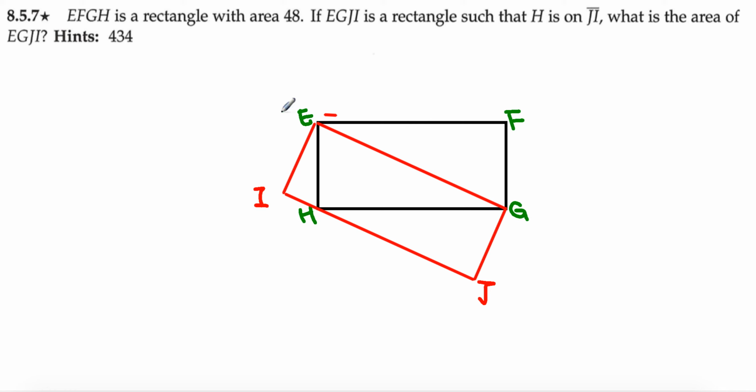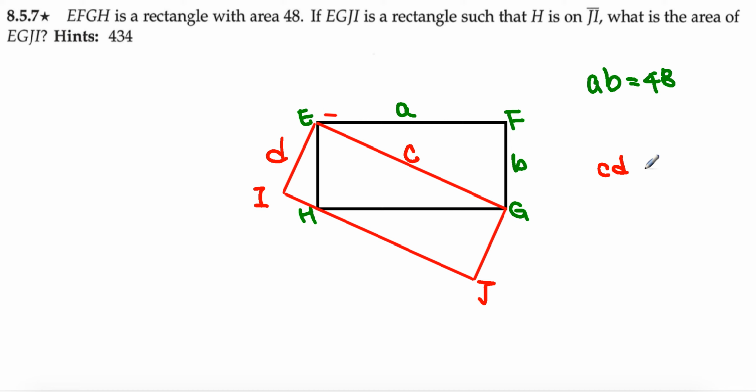So then let me call this side EF as side A and FG as side B. Then we know that A times B must be equal to 48. Now let me call this line segment, the red one, C, and this length D. Then what is CD? That's our question.